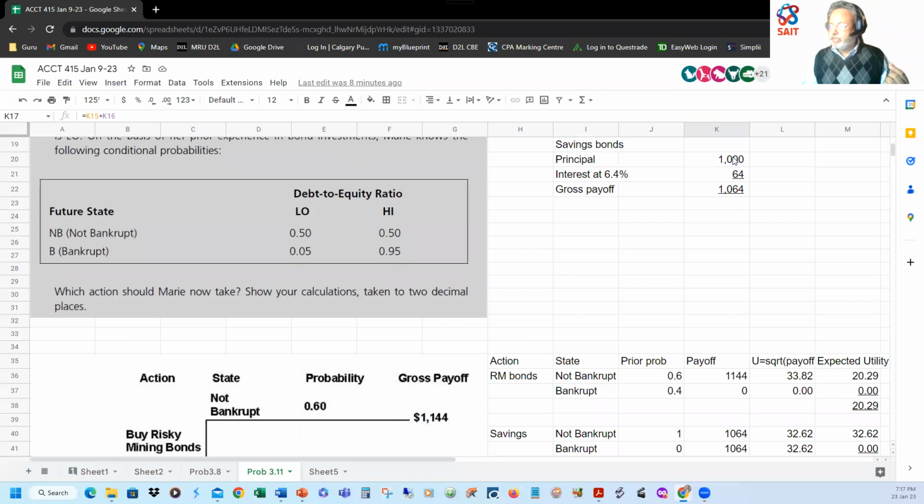From the savings bonds, the principal is 1,000. Interest at 6.4% would be $64. That's how we get 1,064.